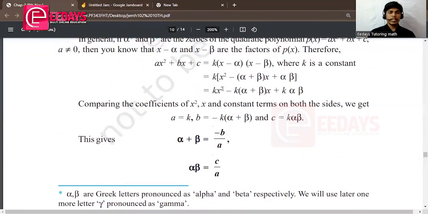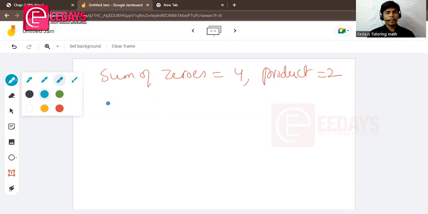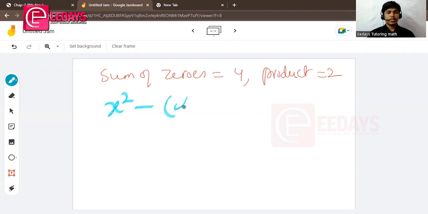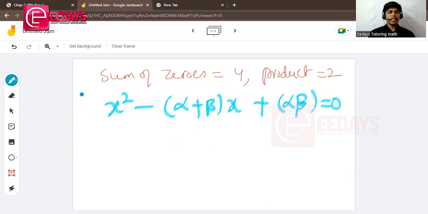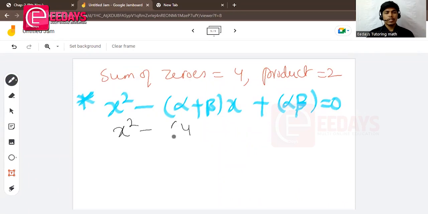this general form, if they give the sum of zeros and product of zeros. I just write it here. You can write the expression like this: x square minus sum of zeros into x plus product of zeros is equal to 0. This is the important point. Already they gave the sum of zeros as 4 and the product as 2. You just find the quadratic equation: x square minus 4 into x, plus product of zeros, 2. So you'll get x square minus 4x plus 2.